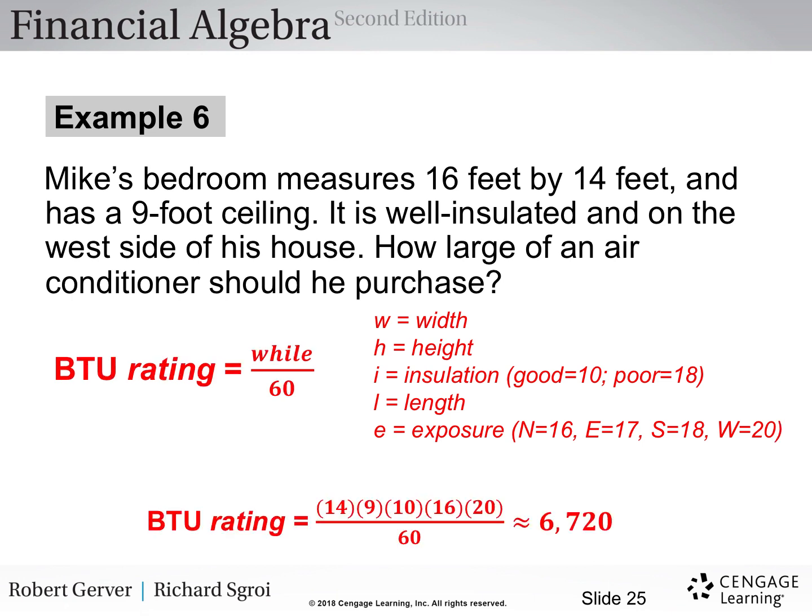If we plug those numbers into our formula and calculate, we come out with the BTU rating of approximately 6,720 BTUs, and that will be the size of the air conditioner you will need for this bedroom based on the measurements given.